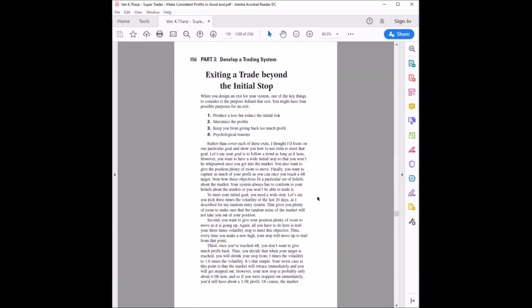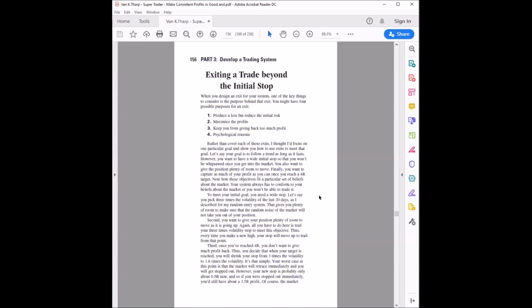So he says to meet your initial goal, you need a wide stop. Notice he is building his plan around his goals. He's not looking at the chart and trying to make his goals meet what he sees on the chart. That isn't to say that once you look at the chart, you can't adjust to compromise between the two. If you get a wide stop in there and it makes no sense, because if you just moved it down a little bit further, you'd be underneath a really important support zone.